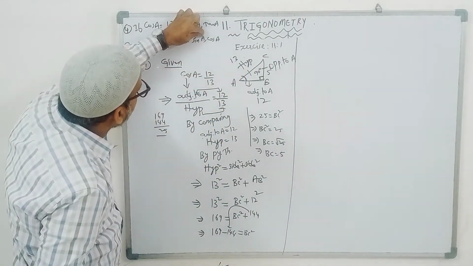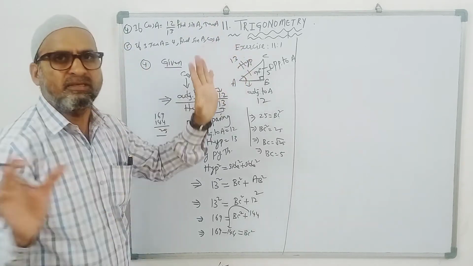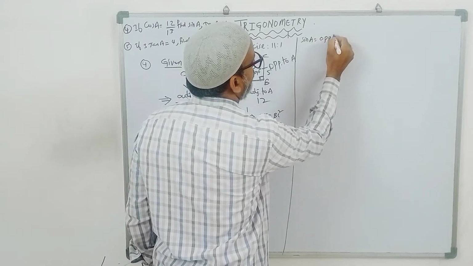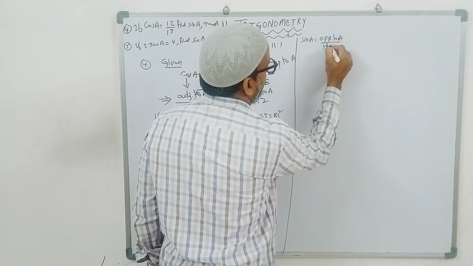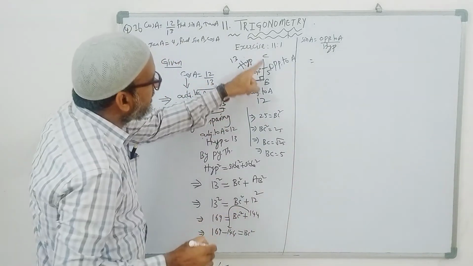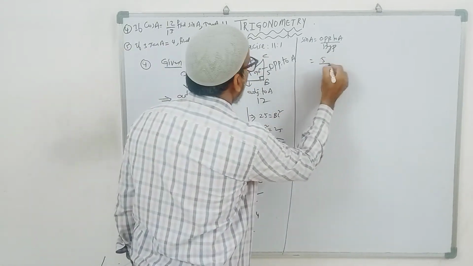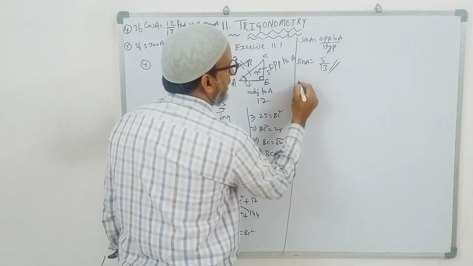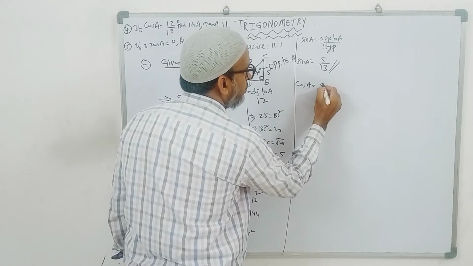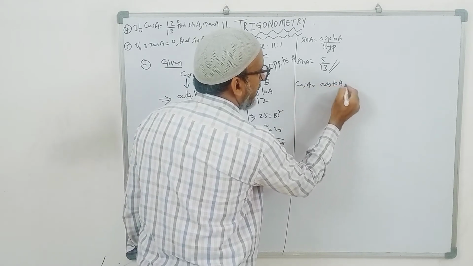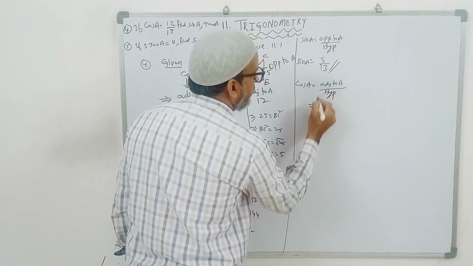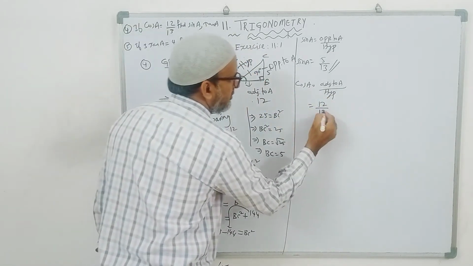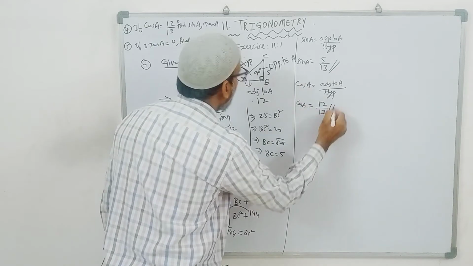Now, what is being asked? With A he is asking. Sin A is equal to opposite to A by hypotenuse, which is 5 by 13. Therefore sin A is this. Next is cos A. Cos A is equal to adjacent to A by hypotenuse, which is 12 by 13. This is cos A. Like this, all values you can find.